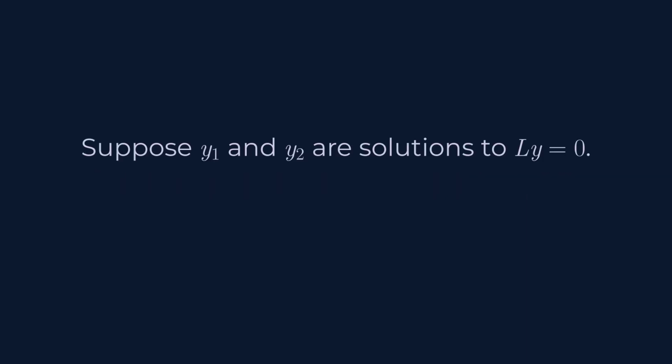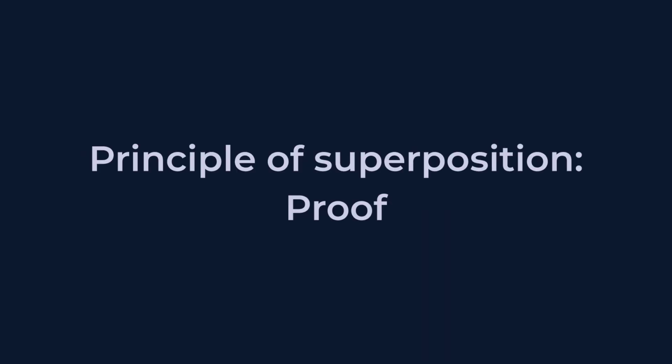The reason this is so useful is because of something called the principle of superposition, which allows us to combine solutions to linear, homogeneous differential equations. Suppose that y1 and y2 are solutions to Ly is equal to 0. Then c1y1 plus c2y2 is also a solution. That is, any linear combination of those two solutions is also a solution to that equation. Let's try and prove that.